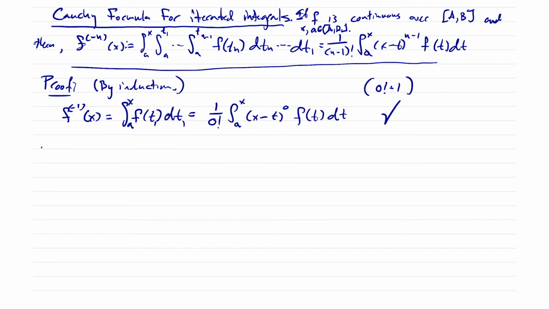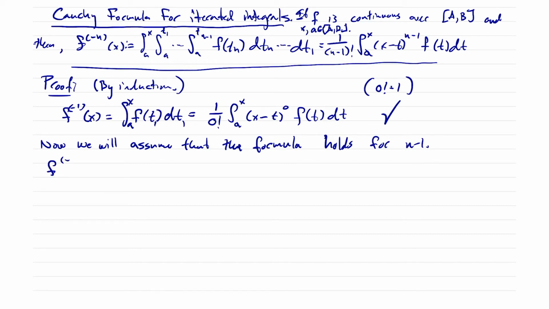So now we will assume that the formula holds for n minus 1. If we take a look at f^(-n)(x), this is the integral from a to x, the integral from a to t1, all the way down to the integral from a to t_(n-1) of f(tn) dtn, all the way down to dt1.